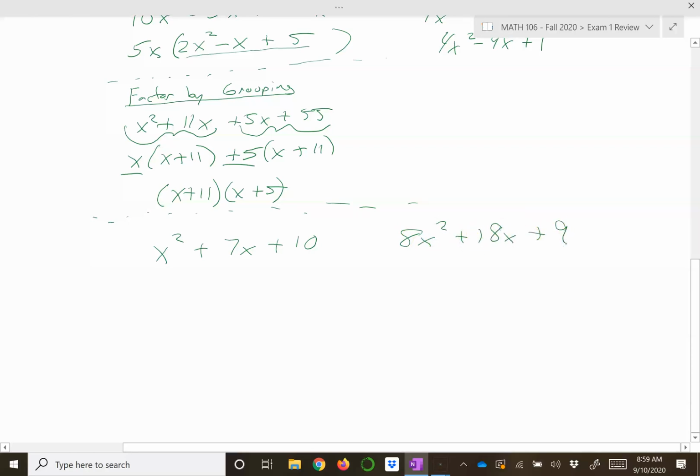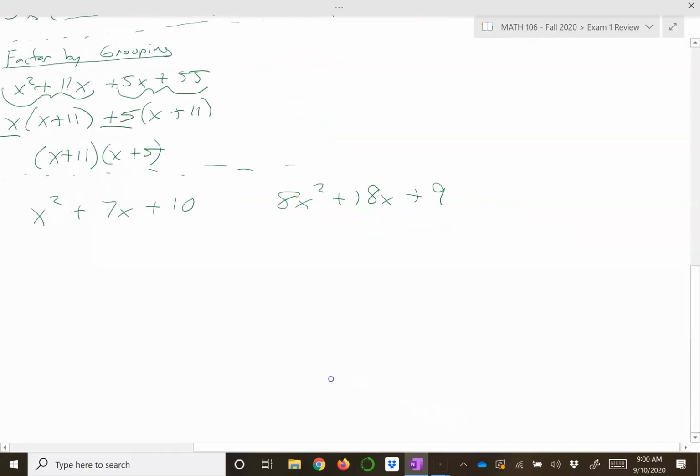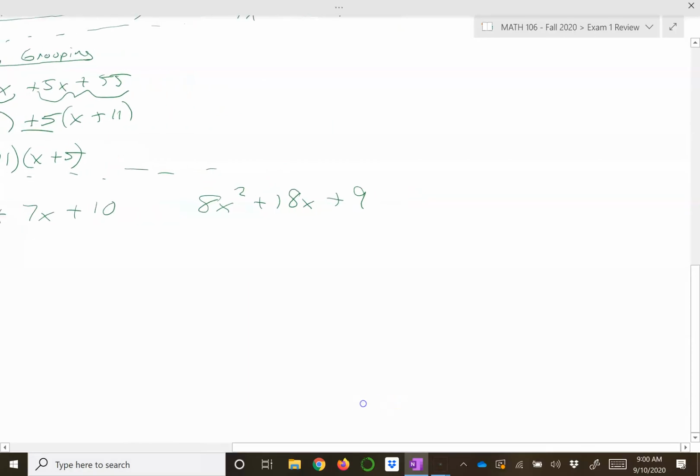Okay. Another trinomial. The only difference is now we have an 8 coefficient next to the x squared. But the process to solve these are the same. Okay? So let's actually do the one on the right first, because that one's a little bit more difficult. So what was the process? What did you have to do?